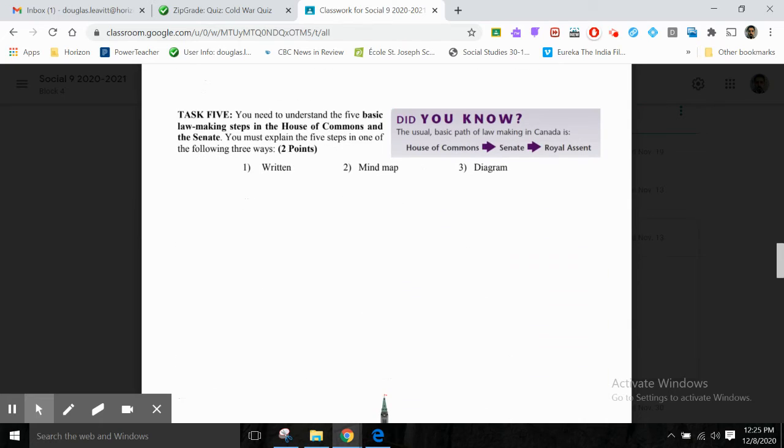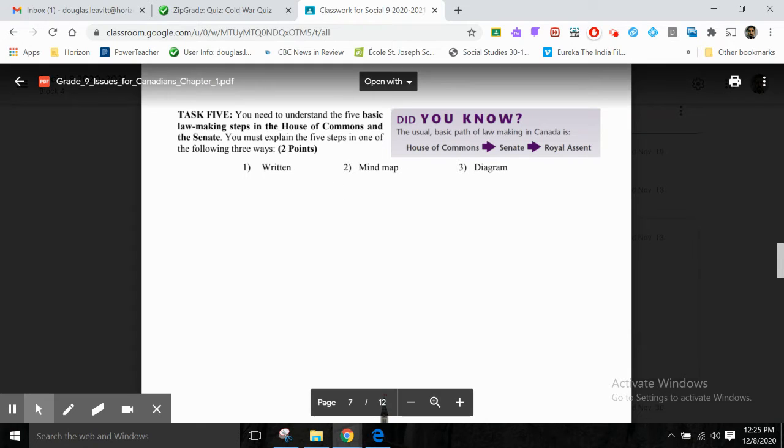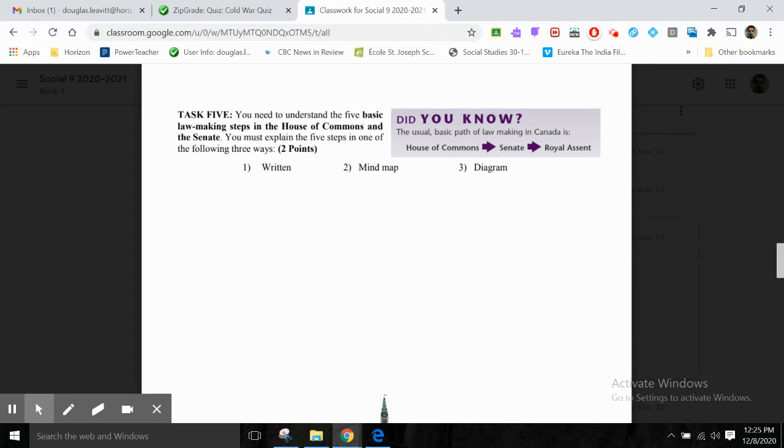Task 5 is the whole path of how a bill becomes a law. Okay, so you need to write some sort of understanding of how that process occurs. Obviously, for the most part, it starts in the House of Commons, but you're going to have to be a little more specific on that process.